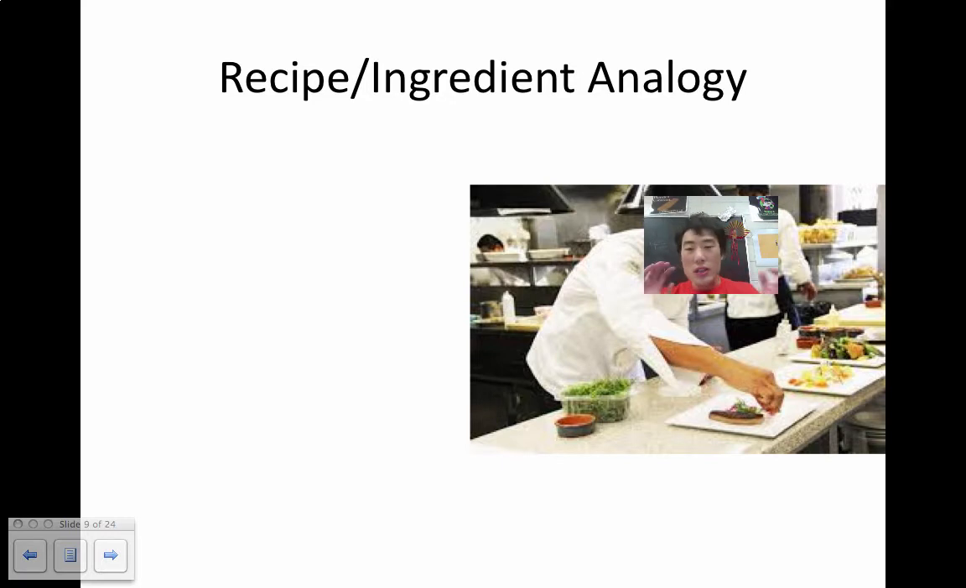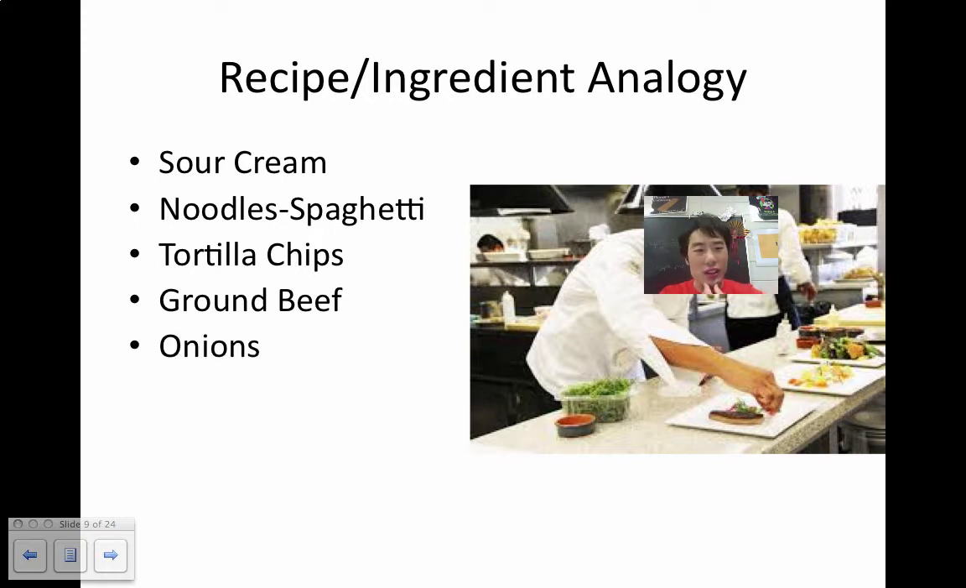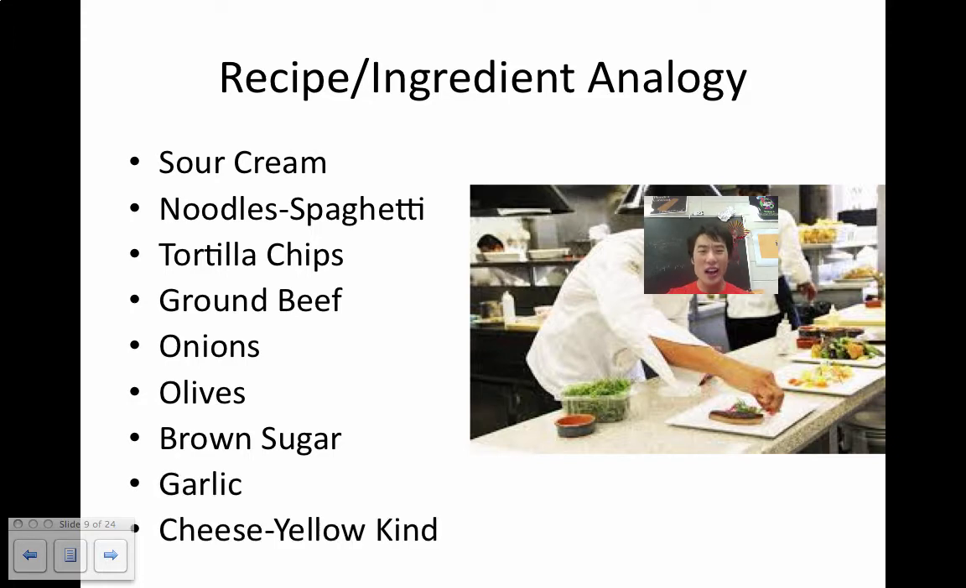Alright, now the easiest way to choose the right equation is what I like to call the recipe ingredient analogy. If you are given the following ingredients, think about what recipe you could use to feed your hungry stomachs. Sour cream, noodles, spaghetti, tortilla chips, ground beef, onions, olives, brown sugar, garlic, cheese.